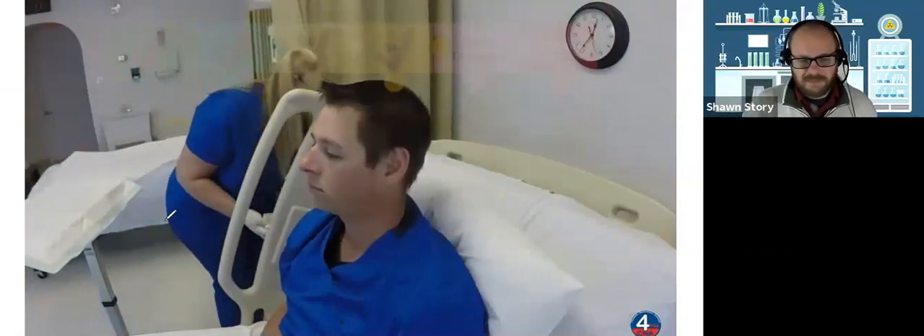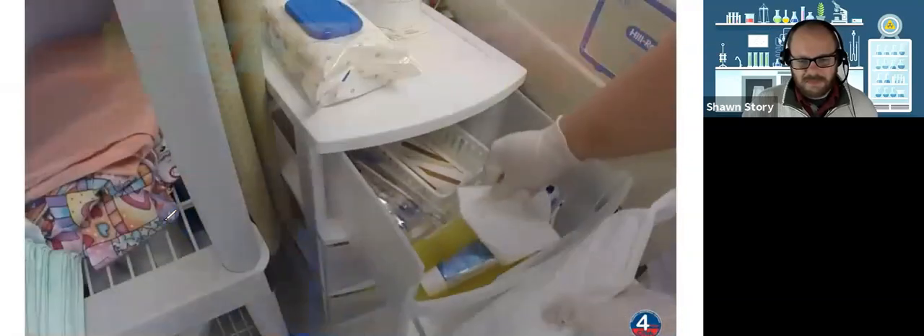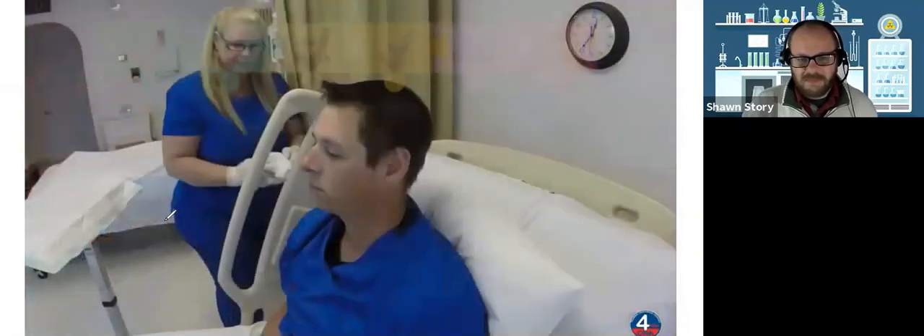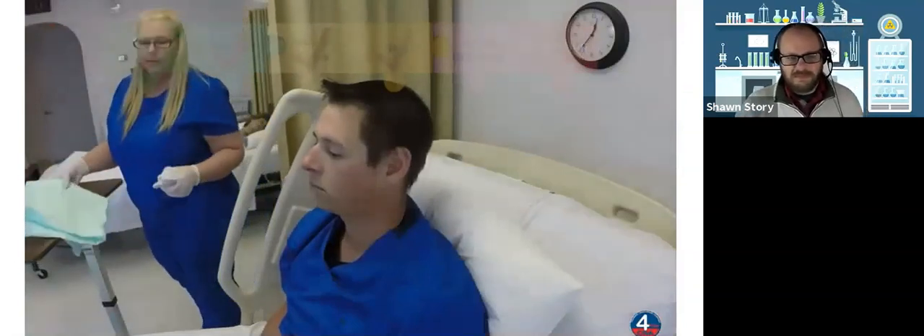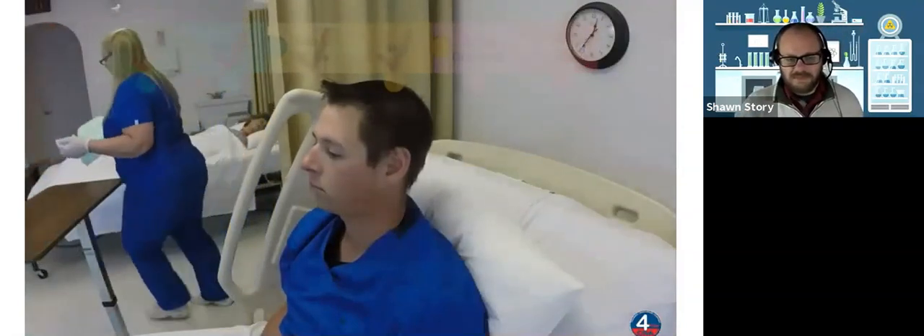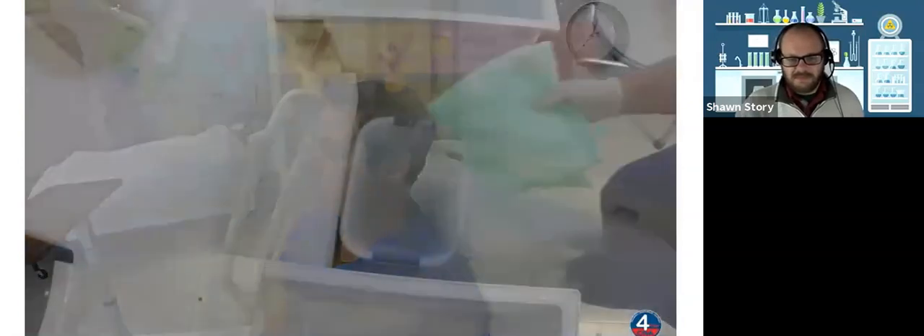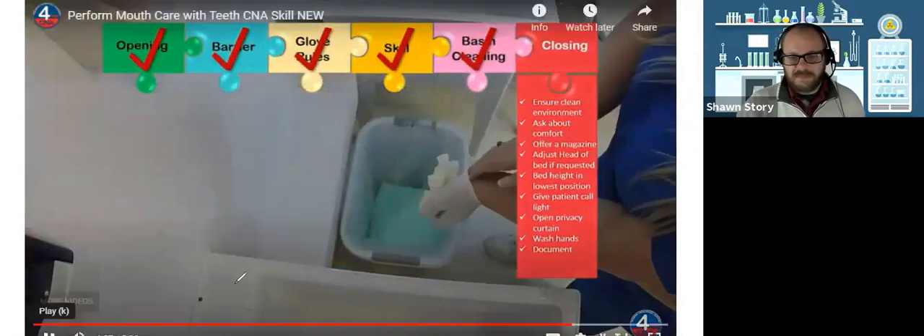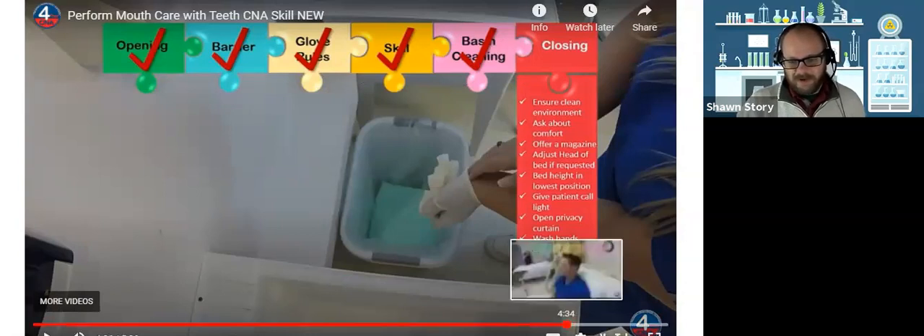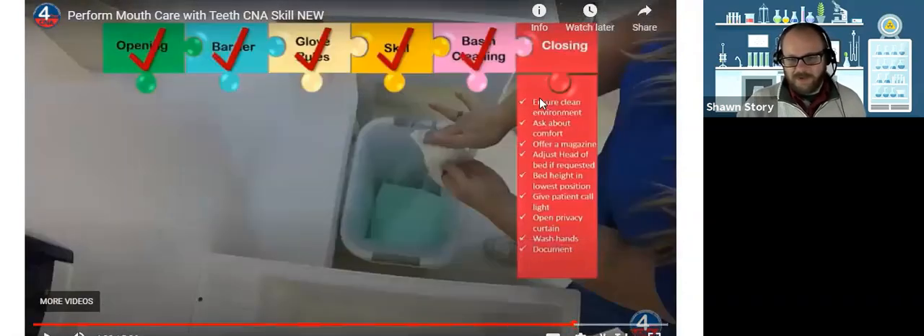I'll place the toothpaste in the basin, use the paper towel to open the drawer, and place the basin and toothpaste in the drawer. I'll clean up my work environment and go throw these items away. Now I can remove my gloves. Oh, let's watch how she takes off the gloves here. I'm going to back it up just a little bit here. Well, first let's read, and then I'll back up.